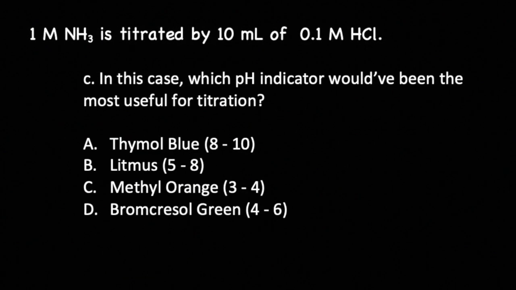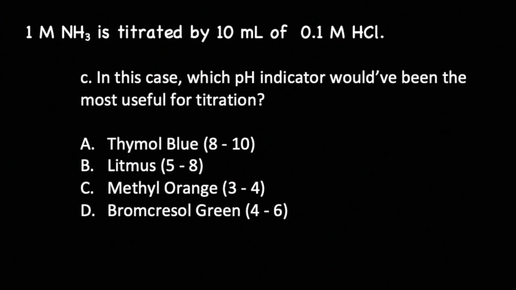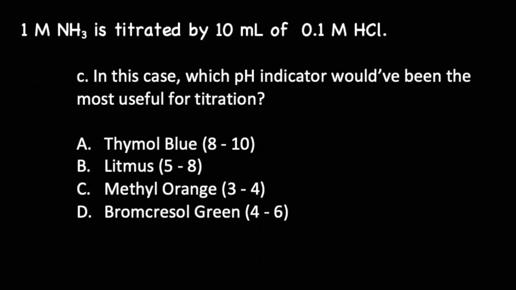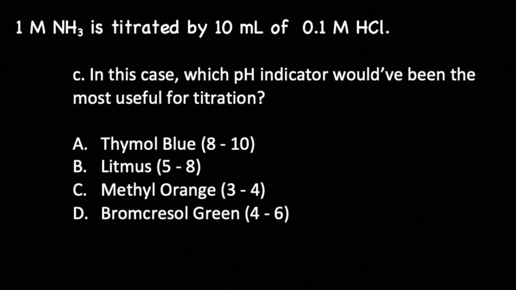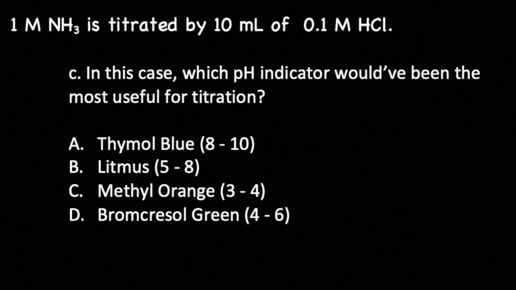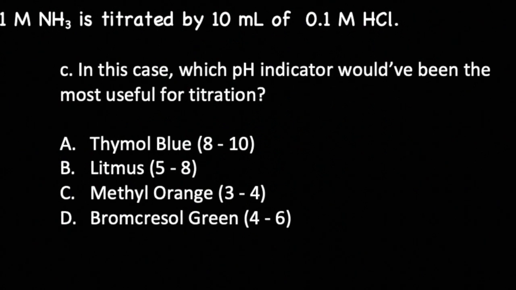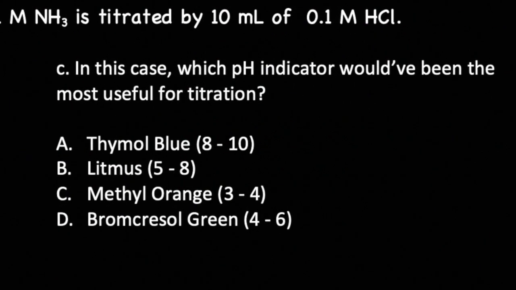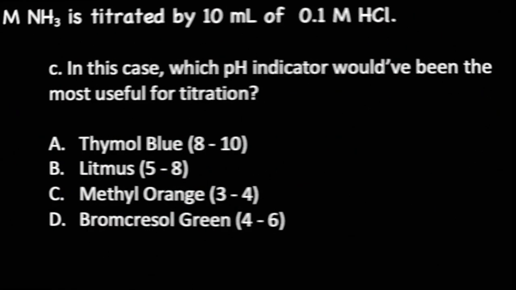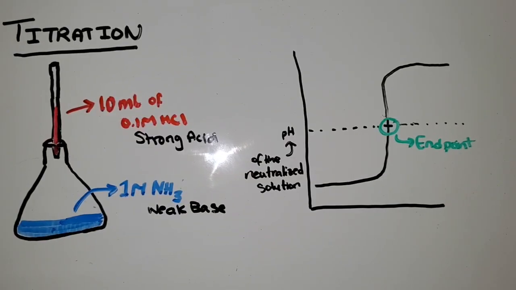The third part of the question asks, in this case, which pH indicator would have been the most useful for titration? A, thymol blue, B, litmus, C, methyl orange, or D, cresol green? The third question is very similar to the second question in the sense that they want us to figure out the pH indicator range that could have been used in this situation.